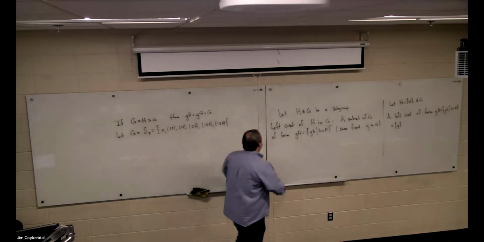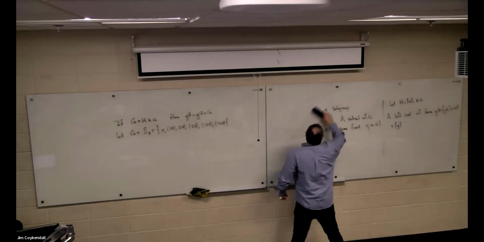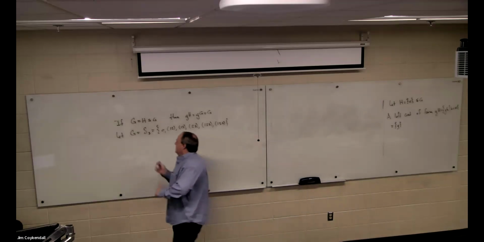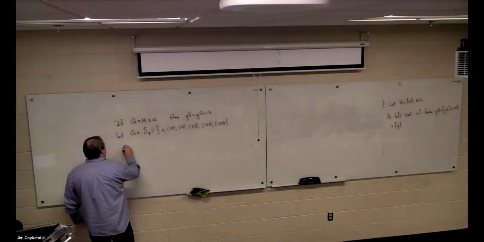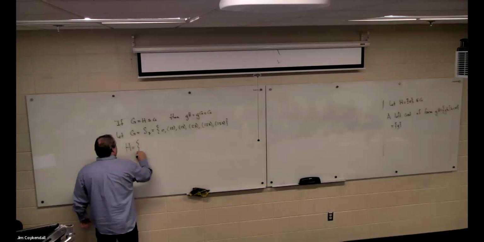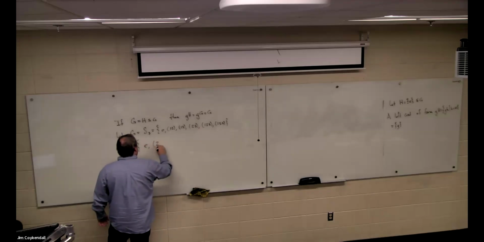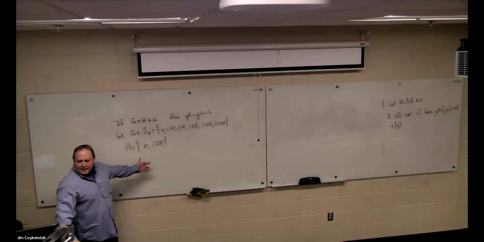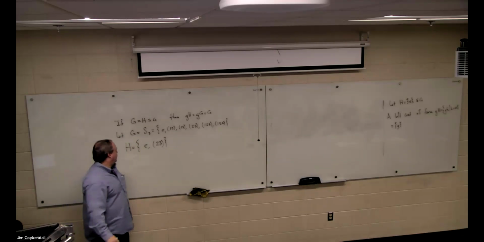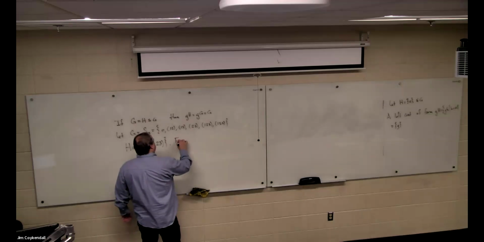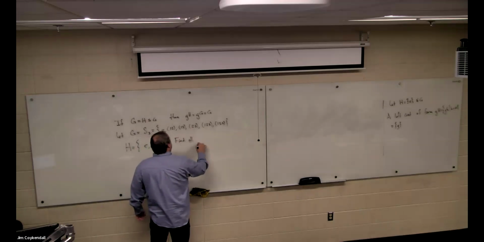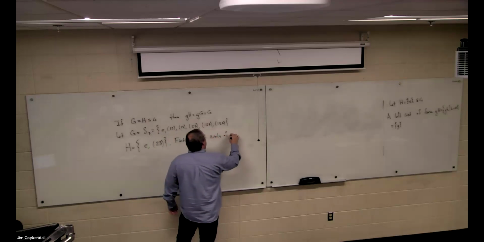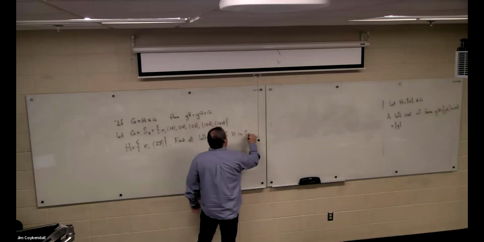Let's let, in this case, let H be this subgroup here. And I want to find all the left cosets of H in S3.